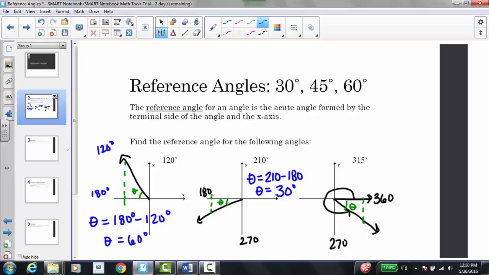So looking at my picture, I'm not quite to 360 degrees. So I have my reference angle theta is equal to 360 degrees minus 315 degrees, and that gives me theta equals 45 degrees. So my reference angle for 315 degrees is 45 degrees.